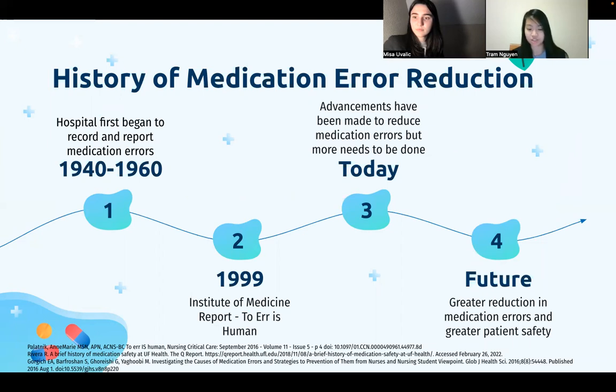The report also mentioned that medication errors are not due to incompetent healthcare professionals, but rather a faulty system which failed to prevent errors. There have been advancements in the past 20 or so years to decrease medication errors with the development of new technology and better healthcare practices, but the prevalence of medication errors is still very high today. In the future, there needs to be greater reduction in medication errors with increased vigilance and more advanced technology to ensure better patient safety and medication efficacy.